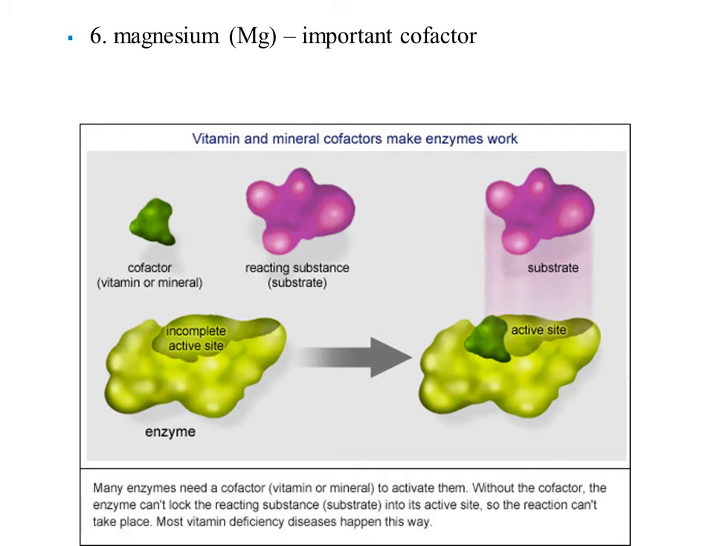So you can be consuming all of the nutrients that are required to gain weight, but you forgot to consume your cofactor. Therefore, you will be malnourished because those enzymes will not be able to catabolize the nutrients that you consumed.